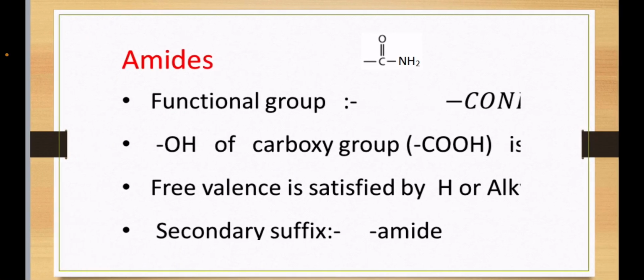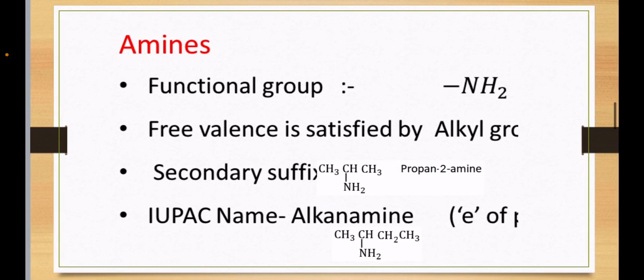Now the amide CONH2, it is also the derivative of carboxylic acid, and secondary suffix we use is -amide: ethanamide, methanamide, propanamide, butanamide, likewise. Now amines, only NH2. So difference between amide and amine is, amide is CONH2 and amine is NH2 only, and we name them as alkanamine. Like you can see here, in this example it is propan-2-amine, so we can name them like this, depending upon the position of the carbon at which NH2 group is present.